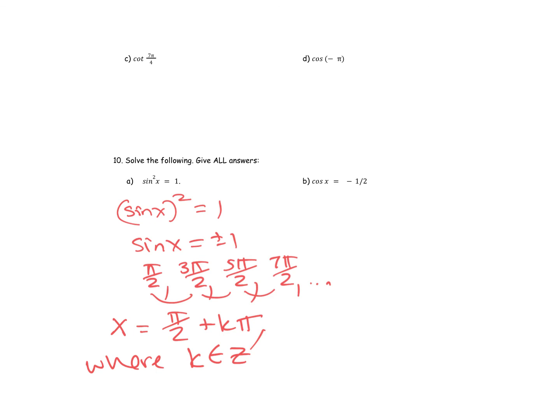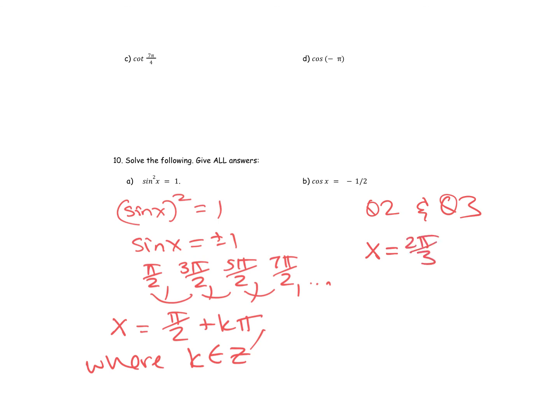All right, so that was when it was landing on an axis. Now let's think about one of our special angles. So cosine of x equals negative 1/2. Cosine is negative in quadrant 2 and quadrant 3. So the quadrant 2 angle, if I think between 0 and 2 pi, that gives me negative 1/2 would be 2 pi over 3. So I'm going to say x equals 2 pi over 3.